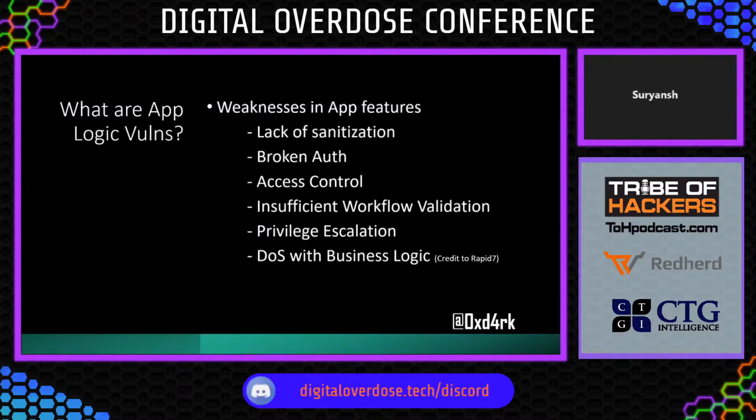So here is a general overview as to what exactly are application logic vulnerabilities. So to be basic, they're just weaknesses in app features. You can talk about it like a lack of sanitization. For example, when a site blacklists certain characters or does not blacklist certain characters in an input form or a certain parameter, which allows an attacker to exploit a certain vulnerability.